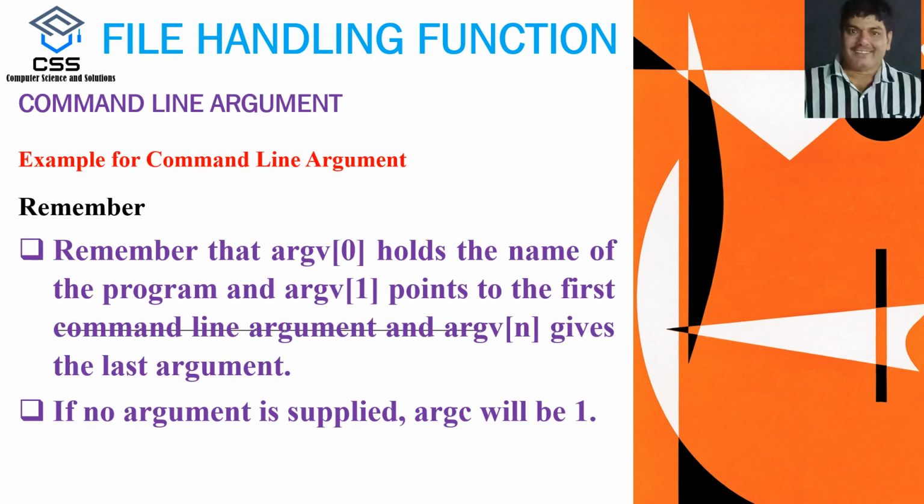How does a command line argument work? We have to run it with a suitable example. Before running it, we have to remember that argv[0] holds the name of the program, argv[1] contains the first argument, argv[2] the second argument, and like this any number of arguments up to argv[n] can be given. If no argument is supplied, the argument count will be 1, because the file name is itself the first argument.